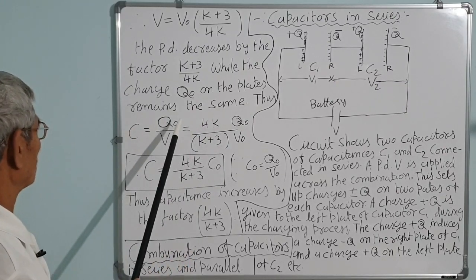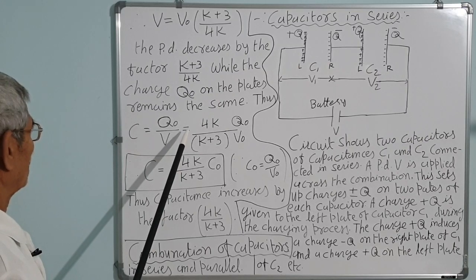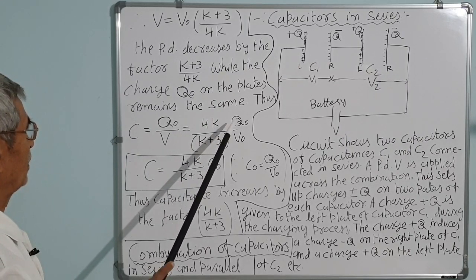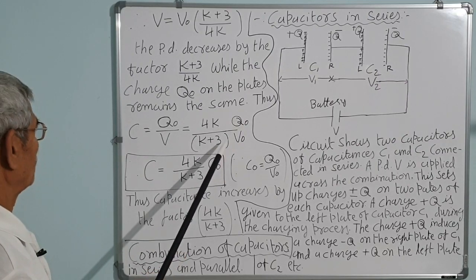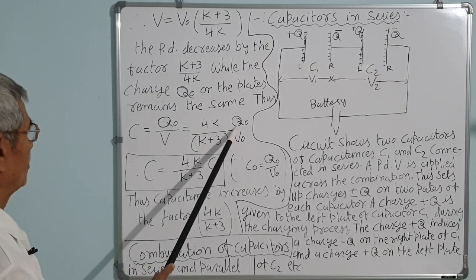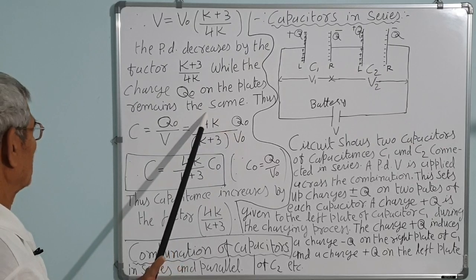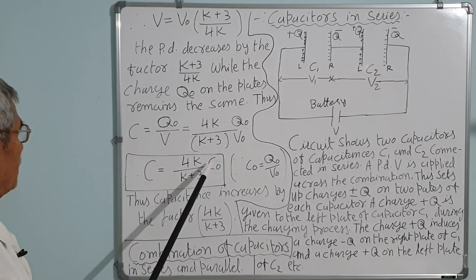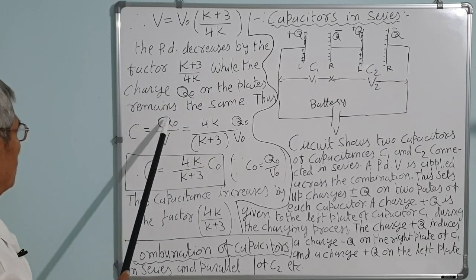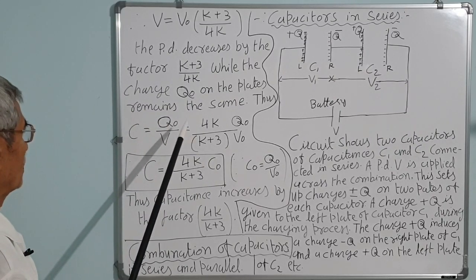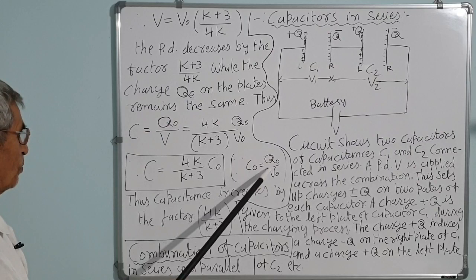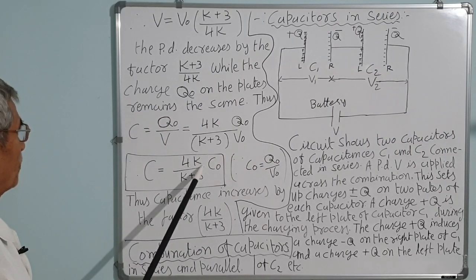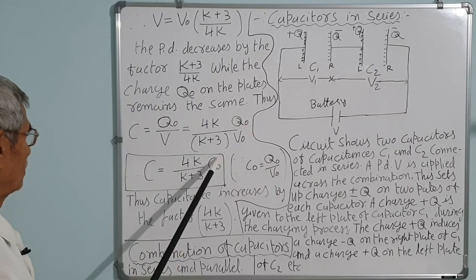Thus, C is equal to Q0 upon V, that is equal to 4K upon K plus 3 into Q0 upon V0. This is the field in the presence of the dielectric. Therefore, C is equal to 4K upon K plus 3 into C0. We know that C is equal to Q0 upon V, correct? The C0 is Q0 upon V0, that is, we have put this value Q0 upon V0 as C0.